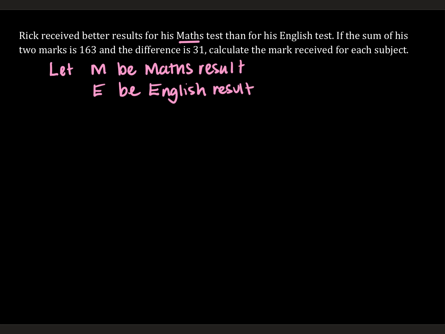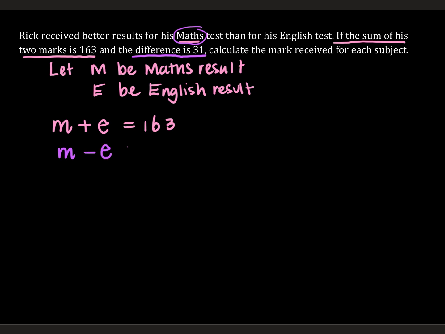Okay, hopefully you've had some time to have a look at this. What does it say? If the sum of his 2 marks is 163, sum means add up. m plus e equals 163, and their difference, what does difference mean? Difference means subtract, is 31. Now again, he's done better in maths, so maths goes first. Maths minus English equals 31.